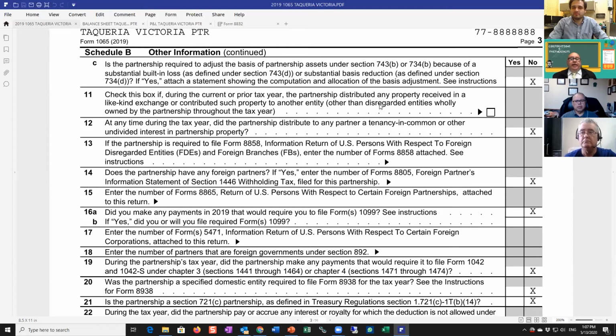Okay, is required to file Form 8858. That's the information return with respect to foreign disregarded entities. Again, if we have foreign entities that own a part of this partnership, if we're involved with them, we need to let them know. Anything that has to do with foreigners, they want to know. They want to make sure that we're not hiding income, for terrorists and stuff like that. So that's the purpose of most of these questions.